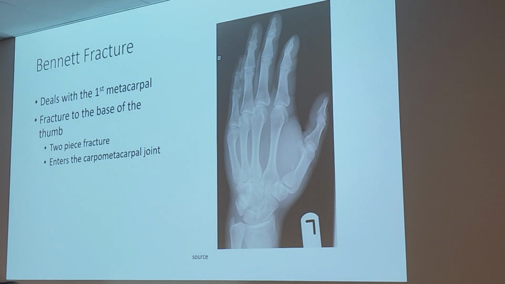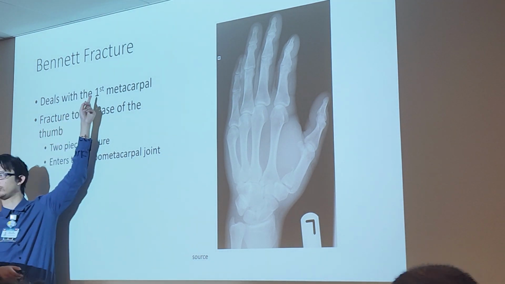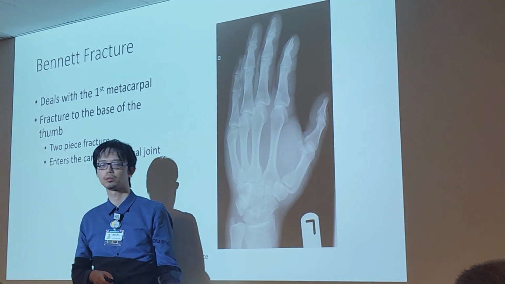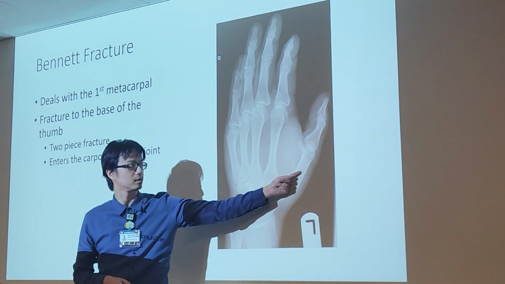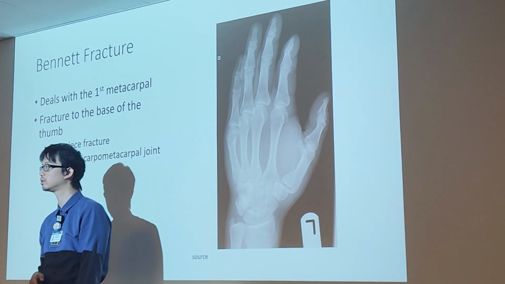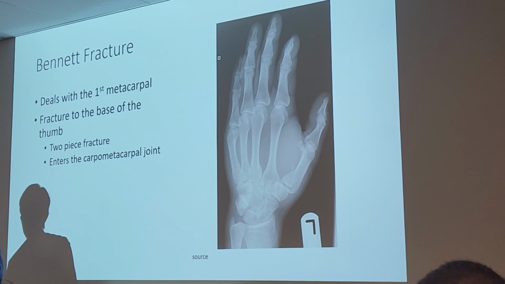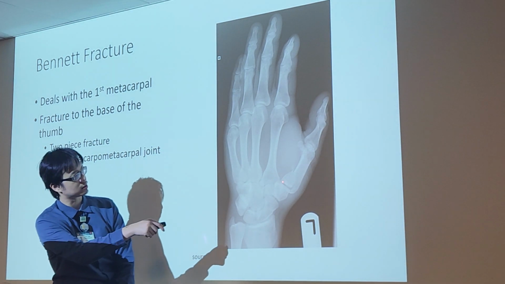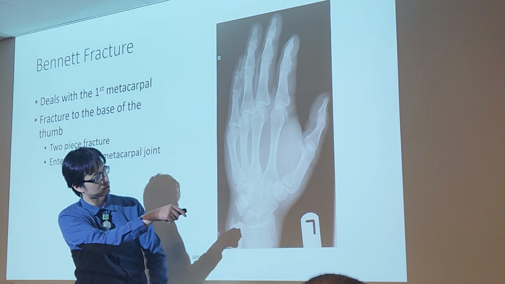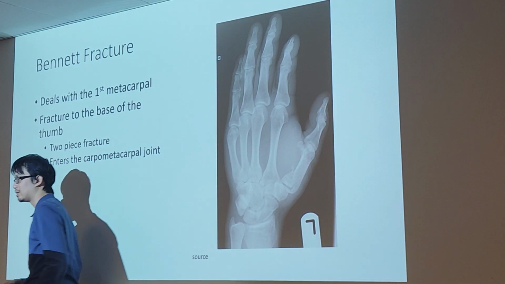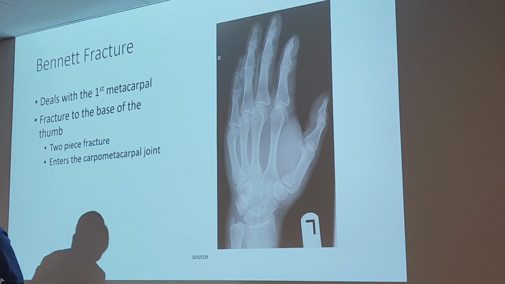So let's move on. Bennett fracture. For Bennett fracture, know that it deals with the first metacarpal. Where's the first metacarpal? Great, it's over here by the thumb. Do you see the fracture? Where is it? Before the base. Great, do you see this right there? You see that right there? Very good. Go ahead and point yourself on the TV.